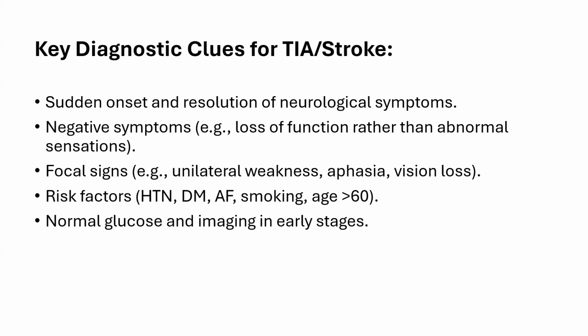is that there will be sudden onset and resolution of neurological symptoms. In case of TIA, there will be a resolution of these neurological symptoms. Then negative symptoms, like I said before, there will be loss of function rather than any abnormal sensations. Then there will also be focal signs like unilateral weakness, aphasia, vision loss, etc. Most of these patients will also have risk factors such as hypertension, diabetes, AF, smoking, or be elderly. Most of these patients will also have normal glucose and imaging in early stages.